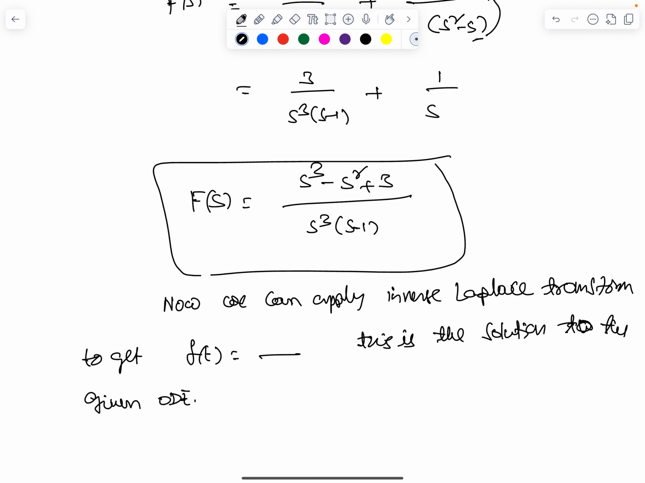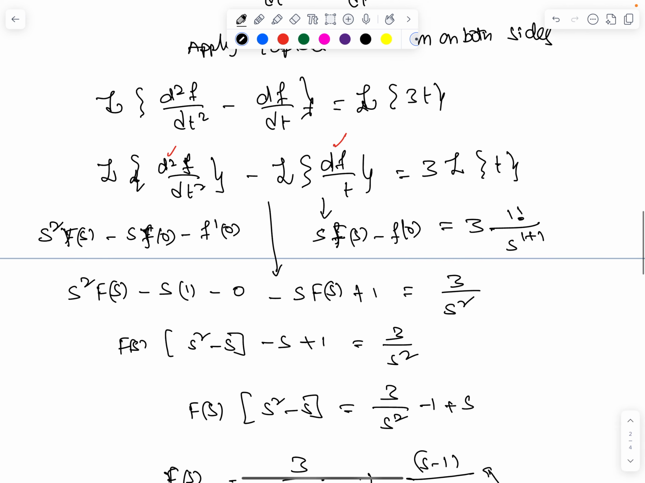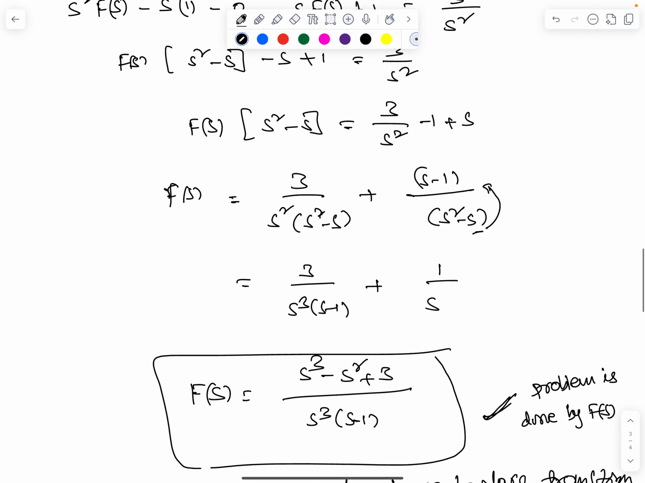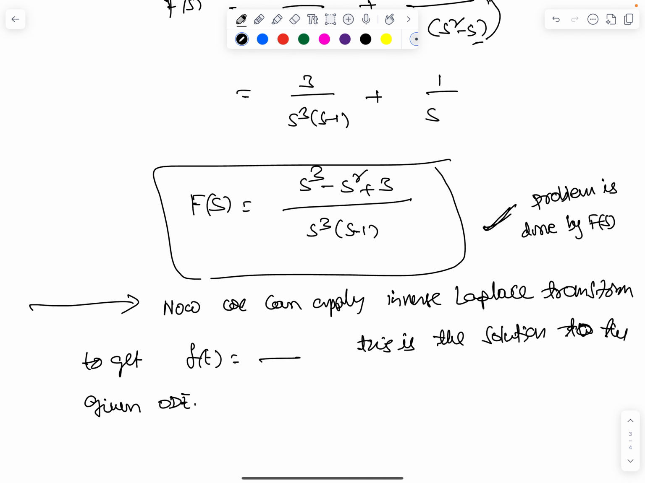But anyway, the problem is asked up to this only. So, the problem is completed here itself. In the question it is clearly asked to find the explicit form for the capital F of s only, nothing else, no further question. So, whatever steps I have written, this is for the later problems, not for this particular problem.